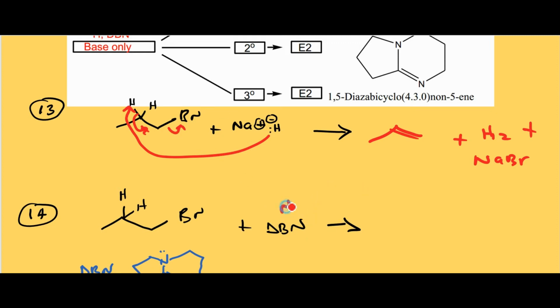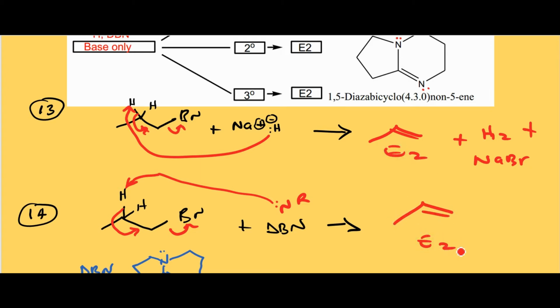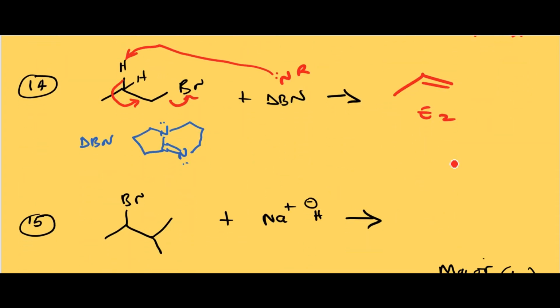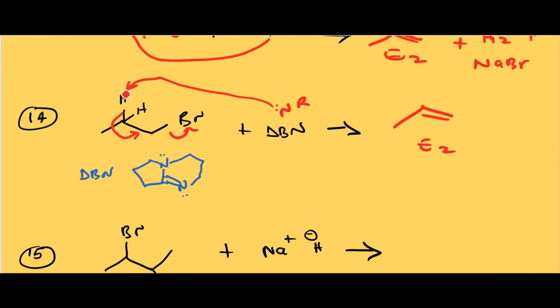DBN is going to use one of its nitrogens. That's the structure of DBN here. It's going to use one of its nitrogens, most likely the sp3 nitrogen, to remove a beta hydrogen that comes in here and that leaves. Again, you only get the E2 product. So again, the DBN can use this to get the hydrogen. This is just short form of writing this big structure.